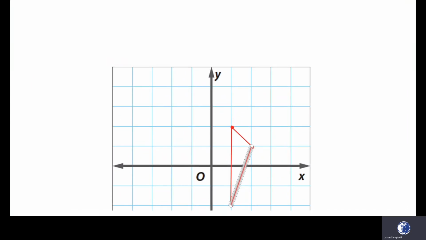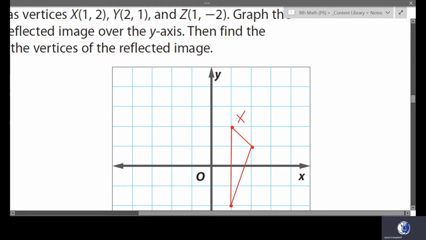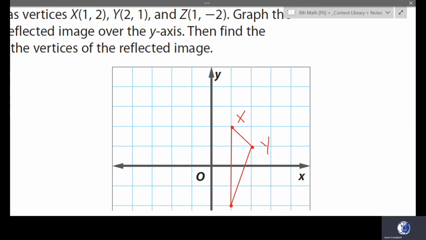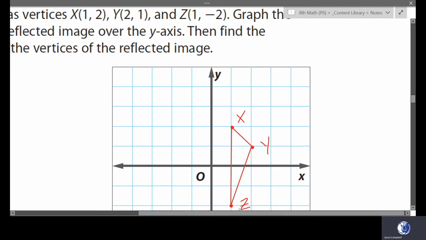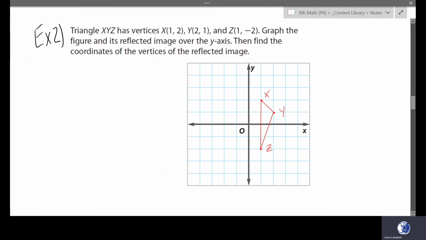So (1, 2) was X, (2, 1) was Y, and (1, -2) was Z. It wants a reflection over the y-axis, and to reflect over the y-axis, we multiply the x-coordinate by -1. So 1 becomes -1, 2 becomes -2, and 1 becomes -1.